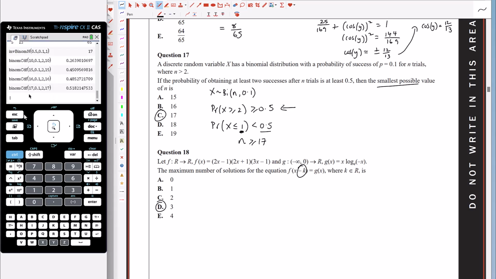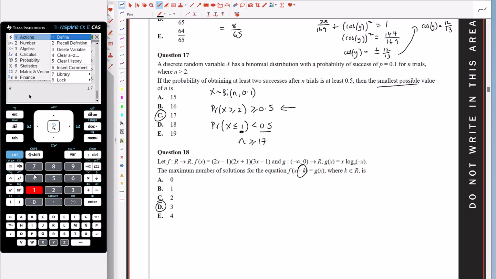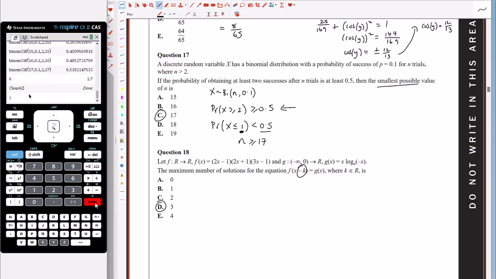But you need to be careful over here, because if I type the letter K, it's bold and it's still defined as that value that was in the slider. So I'm also going to need to do a clear A to Z. Now let's check. If we do k, it's just k again now.